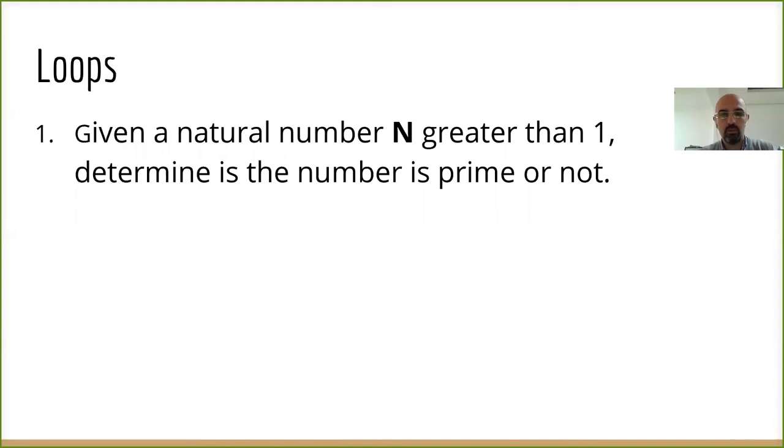This time we will use for loops for the solution. As an example, we have taken an exercise that takes an input, so ask the user to provide a number, a natural number greater than 1. And our duty is to determine whether this number is prime or not. So what is a prime number? It is a number that cannot be expressed as a product of other two numbers.